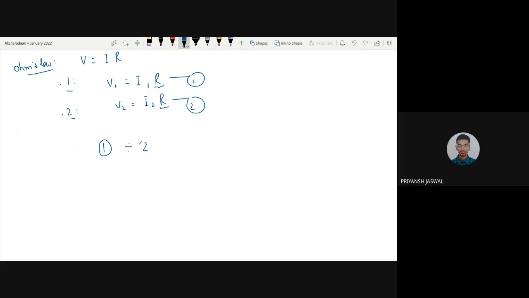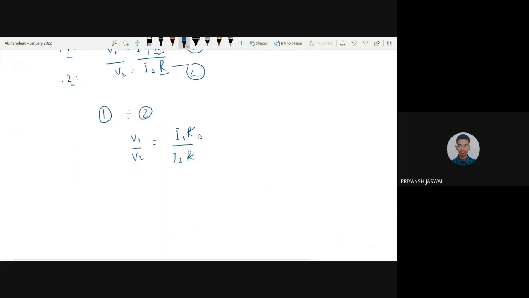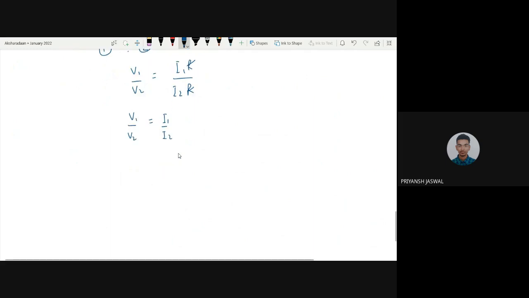Dividing 1 by 2, we have V1 by V2 is equal to I1 R upon I2 R. Divide the right hand side by right hand side and left hand side by left hand side. That is how we divide two equations. R is the same, so it cancels out, and we are left with V1 by V2 equals I1 by I2. We have V1, I1, V2, and we need to find I2. So from here we have I2, say this, it goes this side.